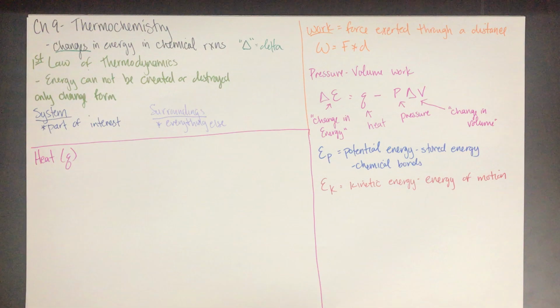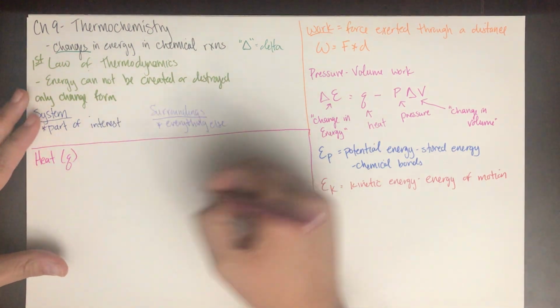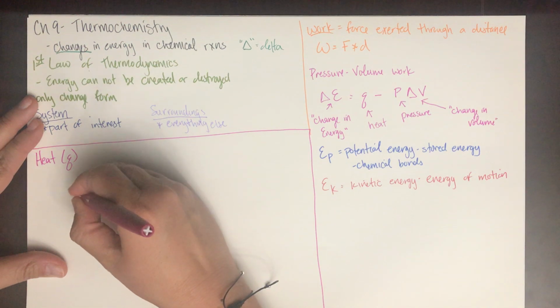It's lowercase q. It's the energy that flows into or out of a system because of the difference in temperature between the system and its surroundings. So it's literally the heat of a chemical reaction. And there's two types of chemical reactions that you can have. You can have what's called an endothermic reaction or an exothermic reaction. So I'm just going to make two lists and we'll come back to heat.